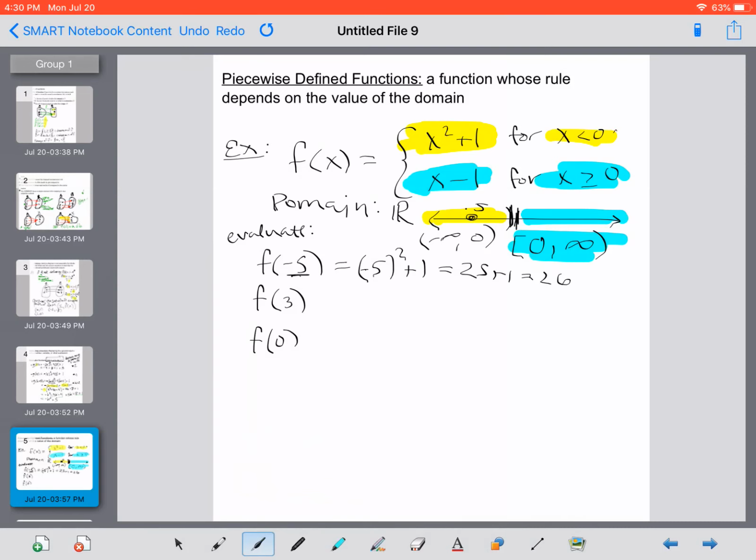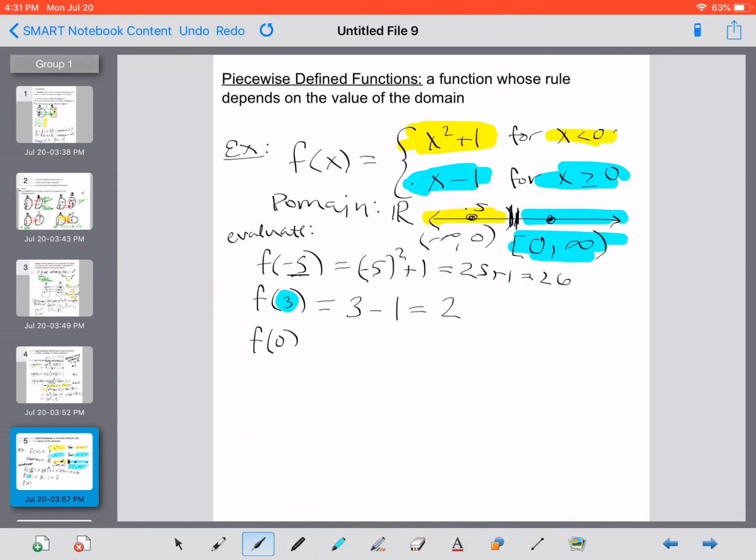Now f of 3, at this point, my input, my x value is 3, which is greater than or equal to 0, right? 3 definitely falls into the blue part of my domain because it's greater than or equal to 0. So to find f of 3, I need to use the second function rule, x minus 1. So f of 3 is going to be equal to 3 minus 1, which is equal to 2.